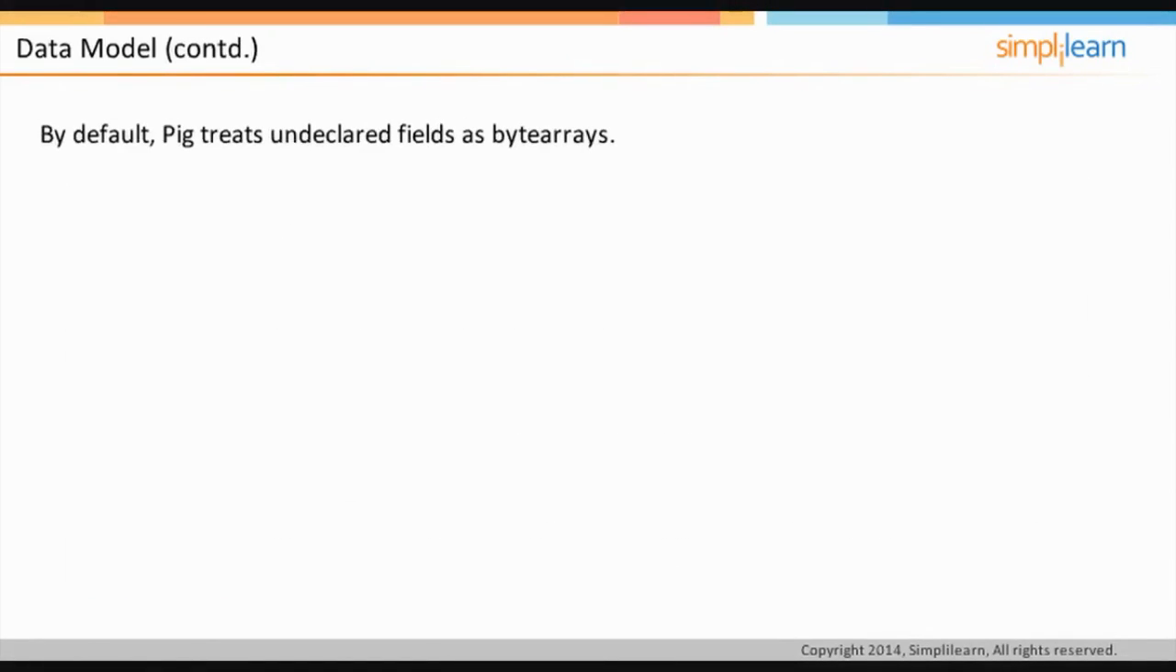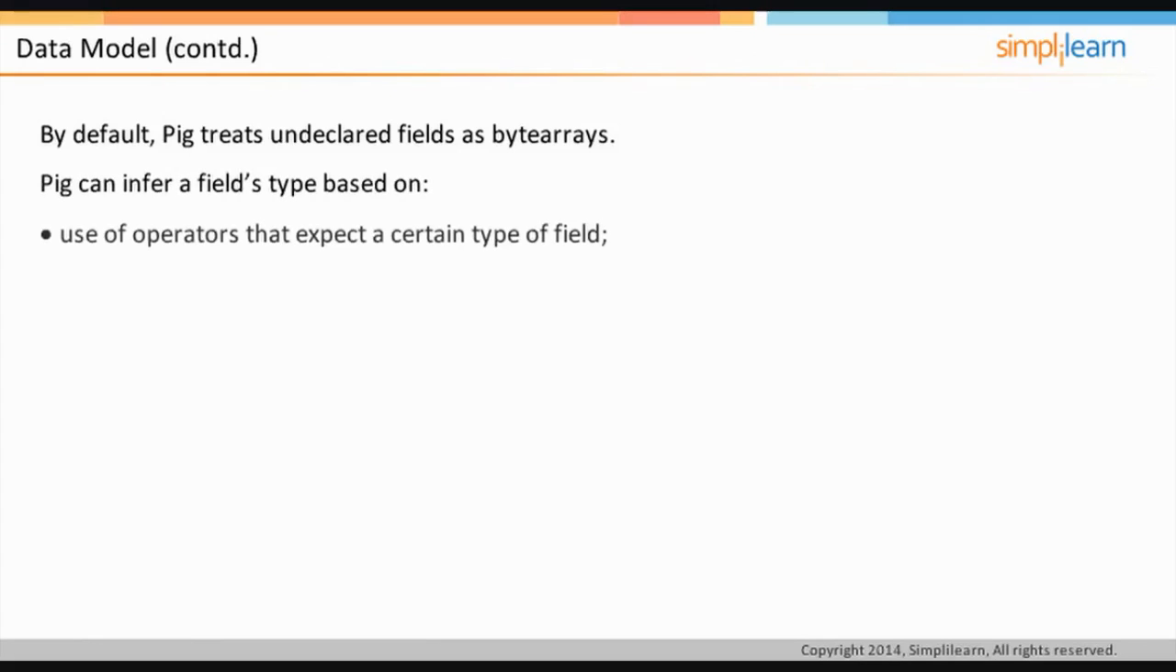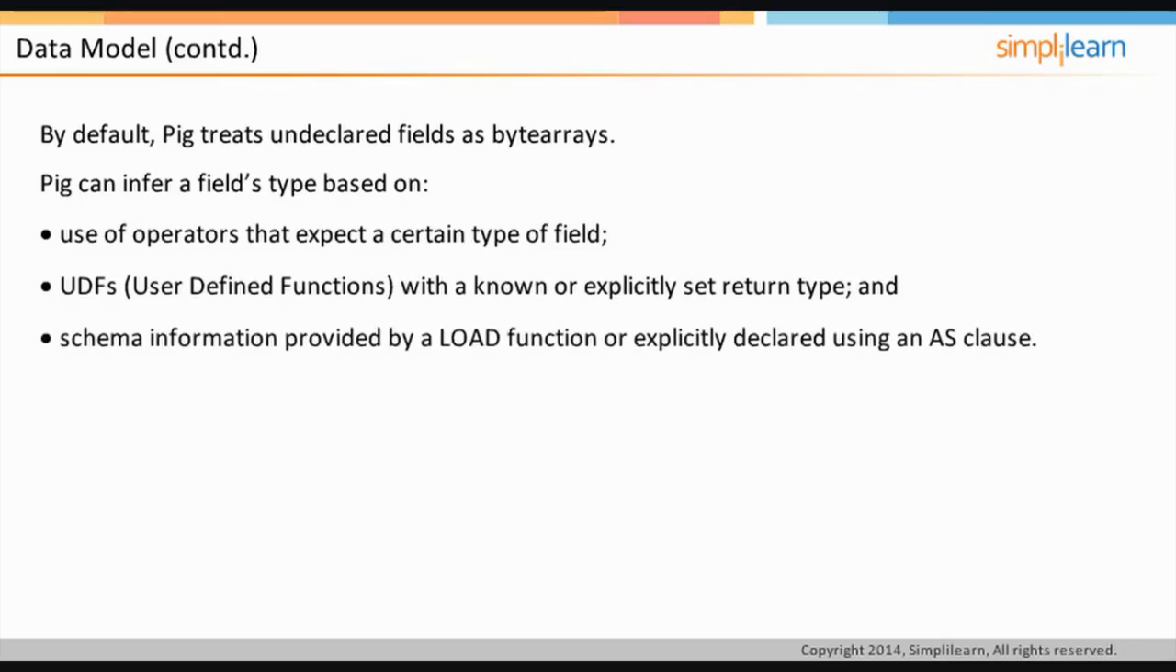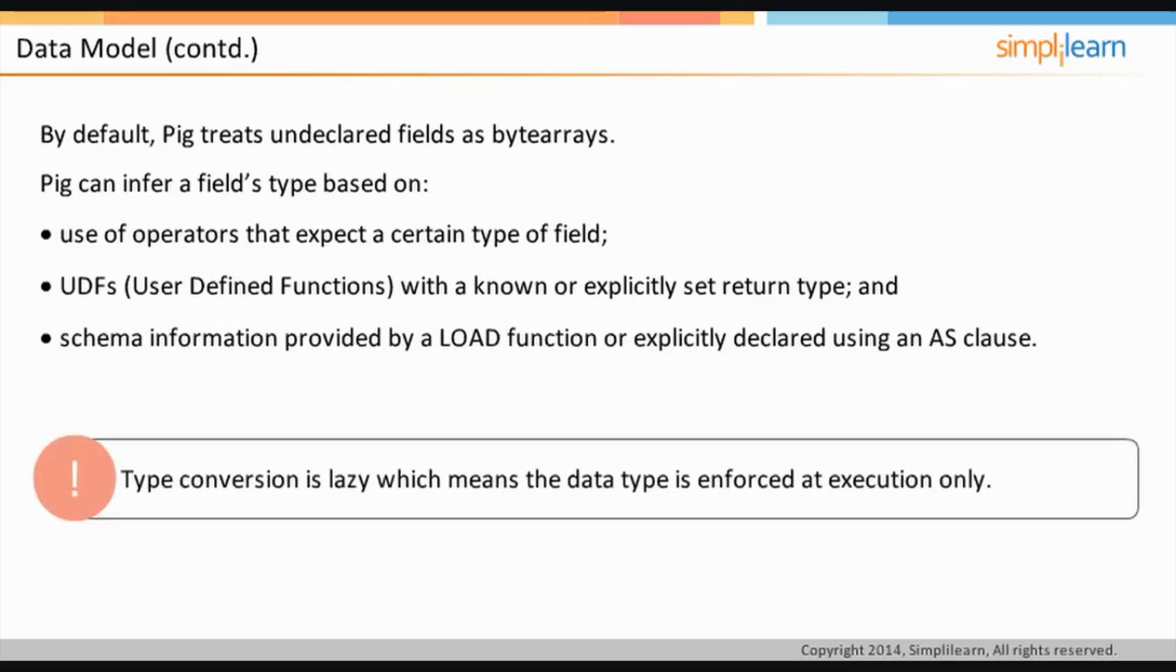By default, Pig treats undeclared fields as byte arrays, which is a collection of uninterpreted bytes. Pig can infer a field's type based on the use of operators that expect a certain type of field, UDFs or user-defined functions with a known or explicitly set return type, and schema information provided by a load function or explicitly declared using an AS clause. Please note that type conversion is lazy, which means the data type is enforced at the point of execution only. In the next screen, let us understand a nested data model.